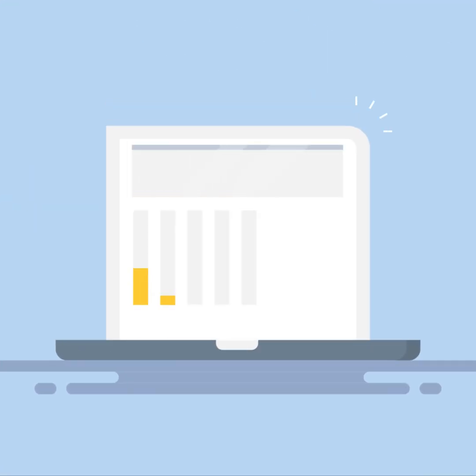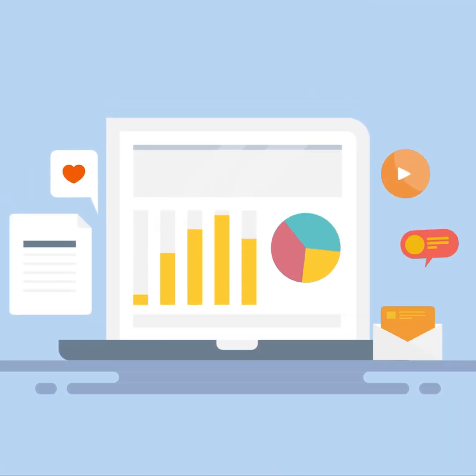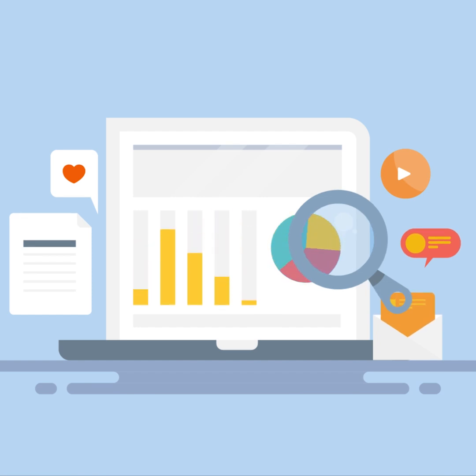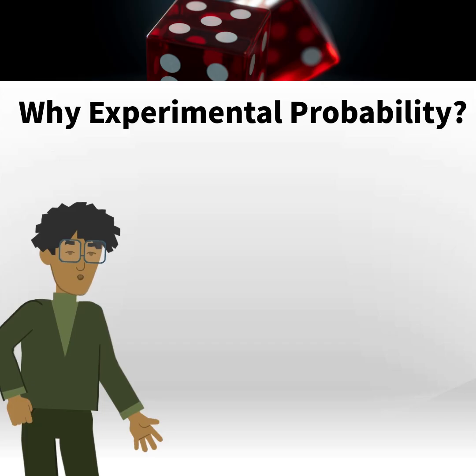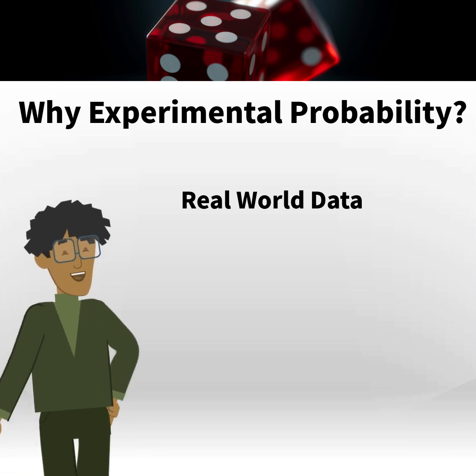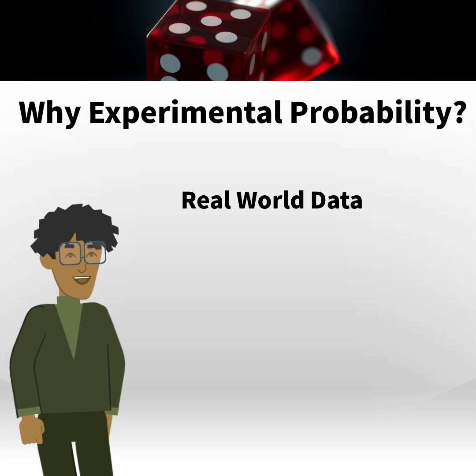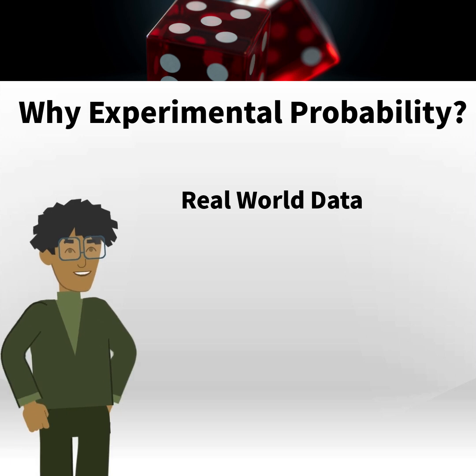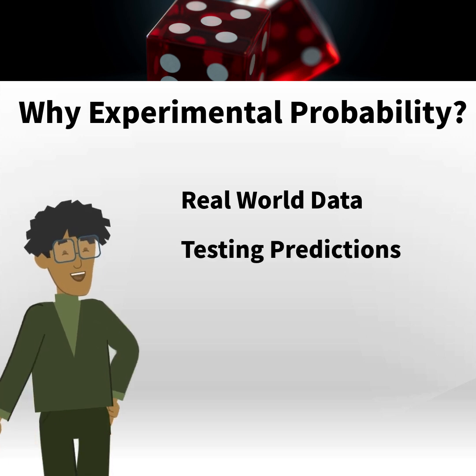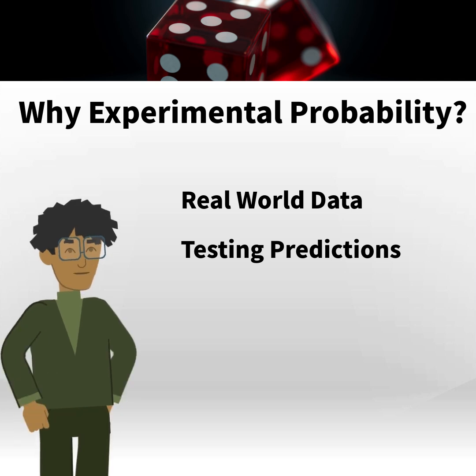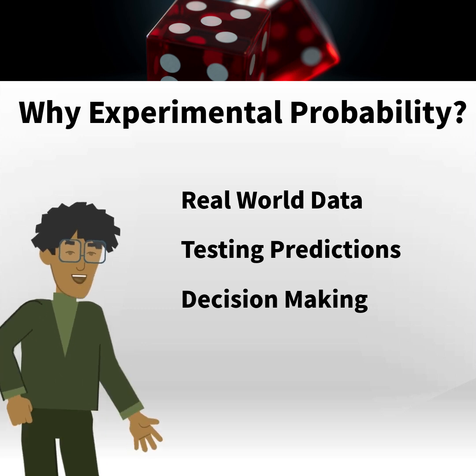So why bother with all these experiments when theoretical probability exists? Real-world data: it gives us insights into situations where the theoretical probability is unknown, too complex to calculate, or simply doesn't reflect reality, like our thumbtack. Testing predictions: it helps us test if our theoretical predictions are actually playing out in the real world. Decision-making: businesses, scientists, sports analysts, and even you use experimental probability to make informed decisions based on actual observed events.